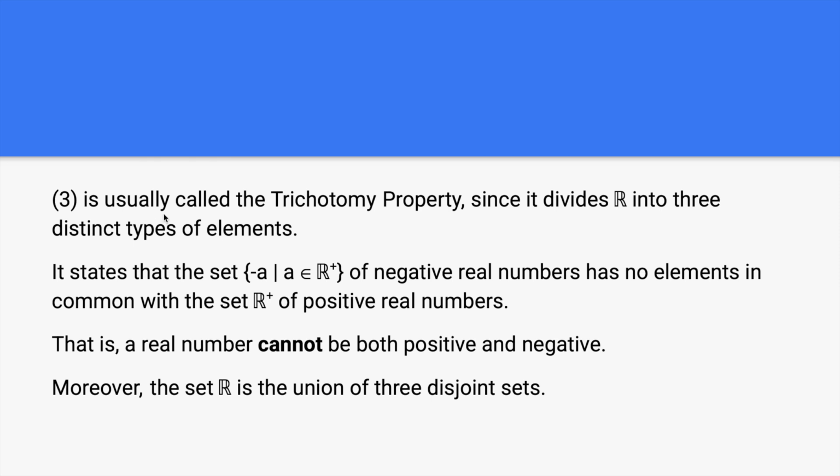3 is usually called the trichotomy property, since it divides R into 3 distinct types of elements. It states that the set bracket negative a such that a is positive, of negative real numbers, has no elements in common with the set R plus of positive real numbers. That is, a real number cannot be both positive and negative. Moreover, the set R is the union of 3 disjoint sets.